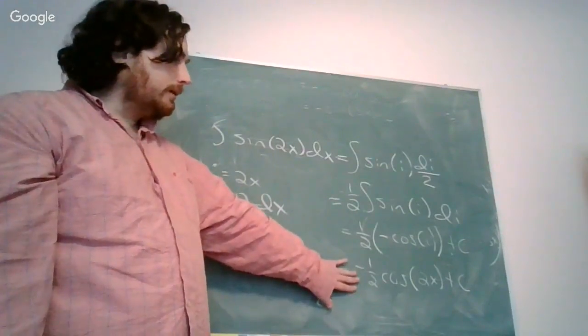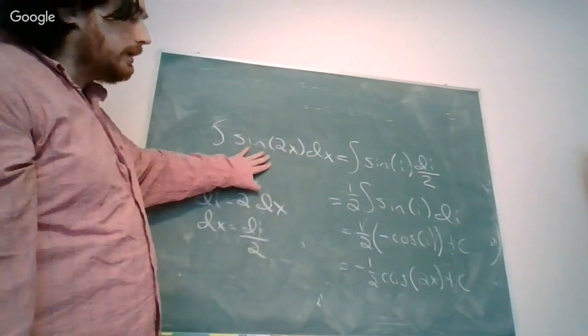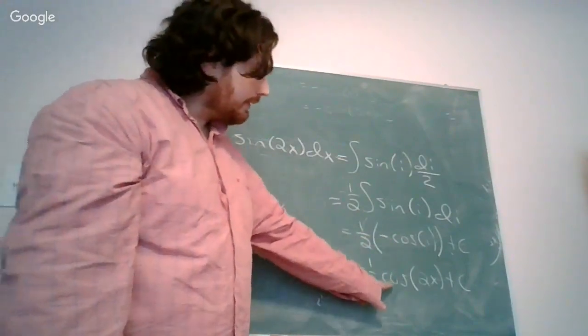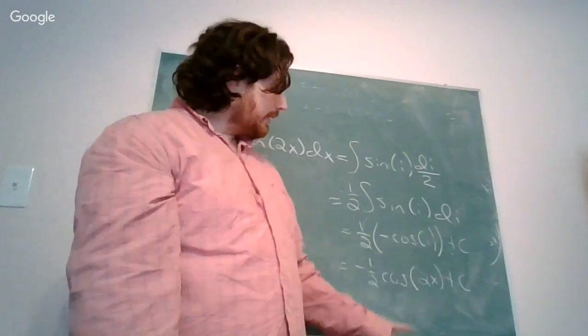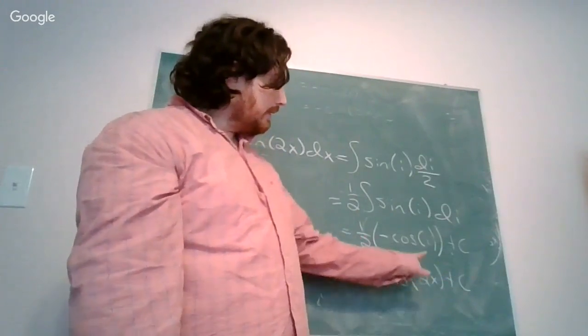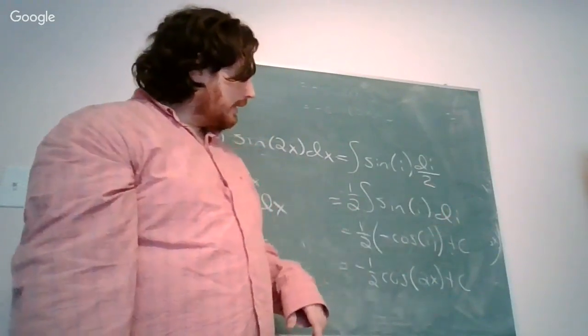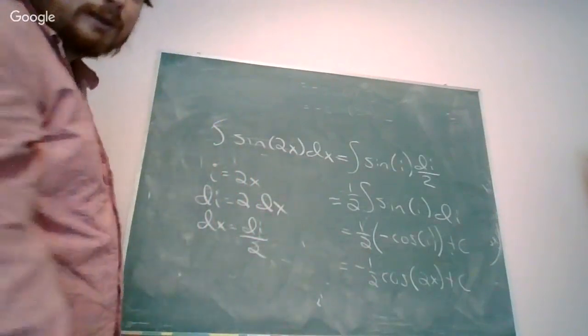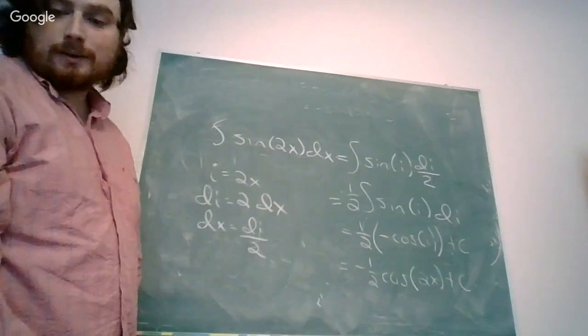Use the chain rule and take the derivative. Make sure you get out sine of 2x. If we do that, we'll get negative 1/2 times the derivative of cosine of 2x, which is negative sine of 2x, times 2. The negative and the 2 cancel out with the negative 1/2. And so we're left with exactly what we wanted. And so that's our antiderivative.